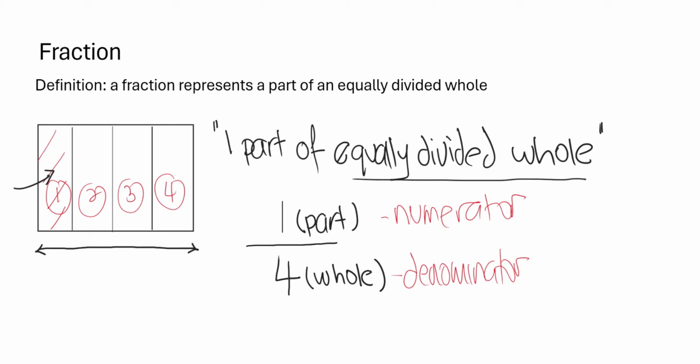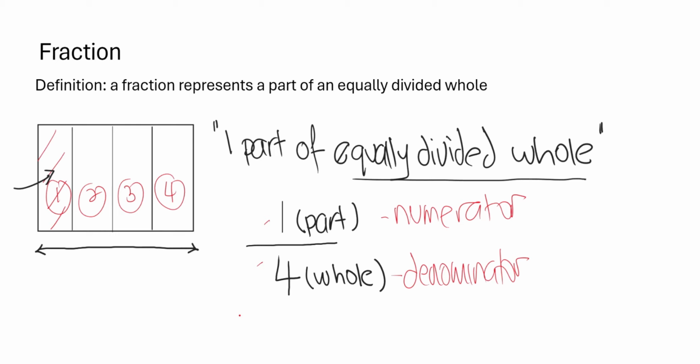In this example, we had a whole cake, one piece of it, and we sliced it into four equal parts, as we did in the first video. So, if I give you one part, it is 1 over 4.